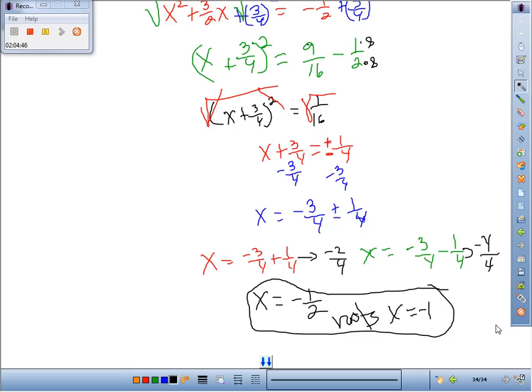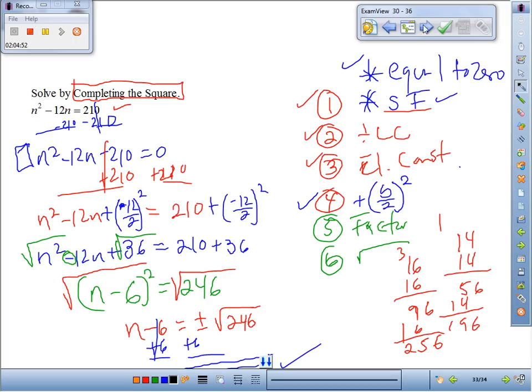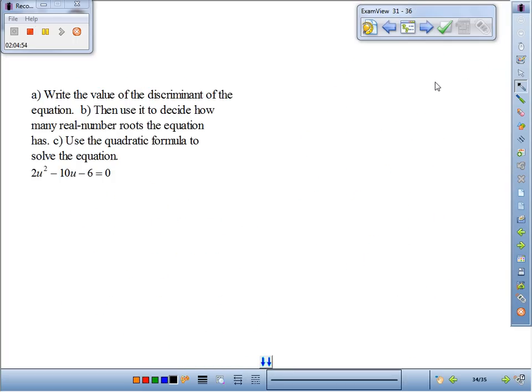All right, let's go to number 31. It says, write the value of the discriminant of the equation. So for part A, everybody look up, right on your paper. Part A, you're going to write b squared minus 4ac. That's the discriminant. Remember that from the quadratic formula?